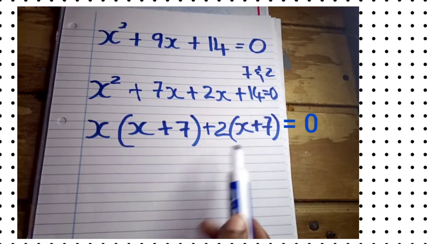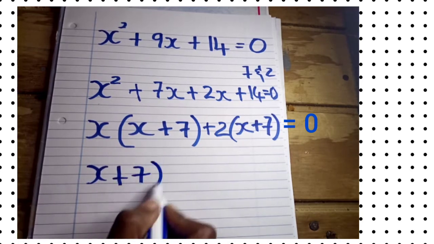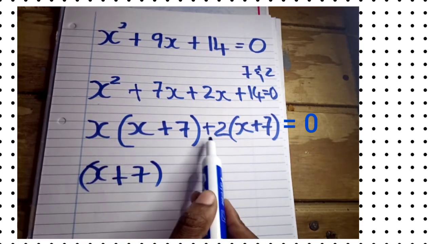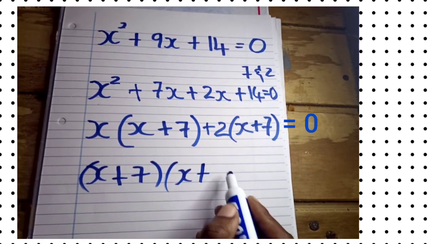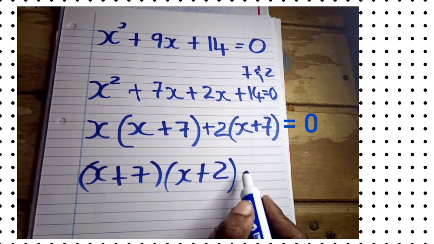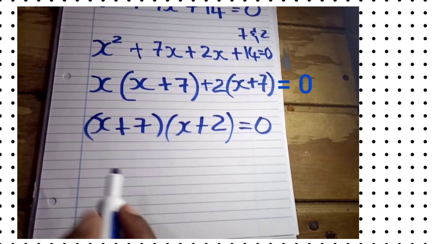Now what is common again? x plus 7. So we take out the common factor and then pick up what is on the outside, which is just x plus 2. And remember, now it's an equation, so this is equal to 0. So we take one of the binomials at a time to solve for x.